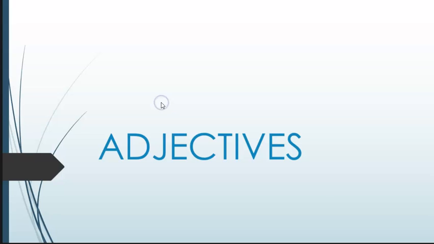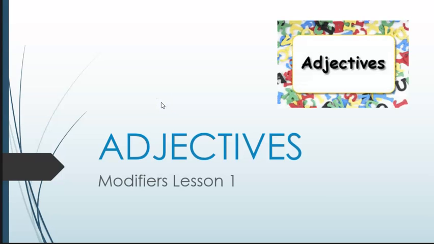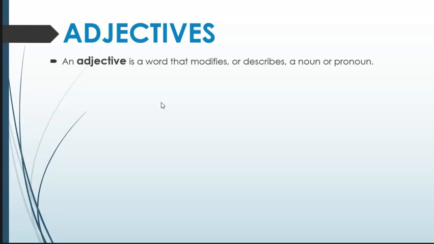Okay, so this lesson is on adjectives, and it is our first lesson. Adjectives are a modifier, meaning that they describe another word in the sentence. So an adjective is a word that modifies or describes a noun or a pronoun. They will only ever modify a noun or a pronoun. They will not modify any other part of speech.